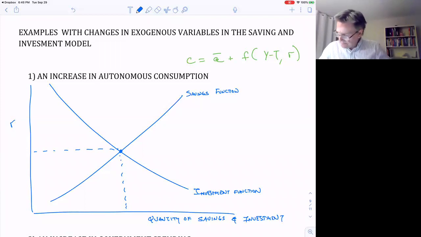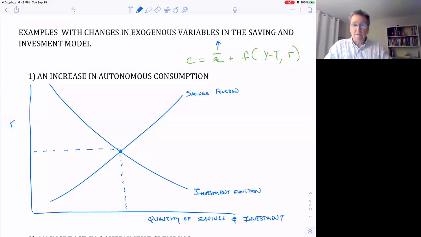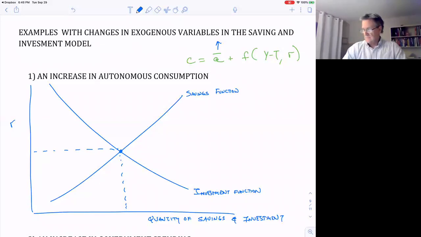And we've got, for whatever reason, autonomous consumption increases. Maybe it's because the stock market went up and people are a bit wealthier and start spending more money. Maybe because their wealth has gone up or whatever, they've decided they want to start spending more money at the same level of income. Okay, so what's going to happen here?